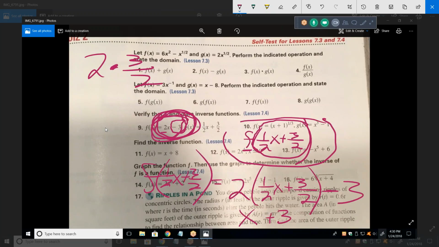And now we still have this minus 3 over here, and the 3's cancel. Plus 3 minus 3 is 0, and that whole thing is equal to x. Therefore, we just proved that the g function is the inverse of the f function. Okay, all right.